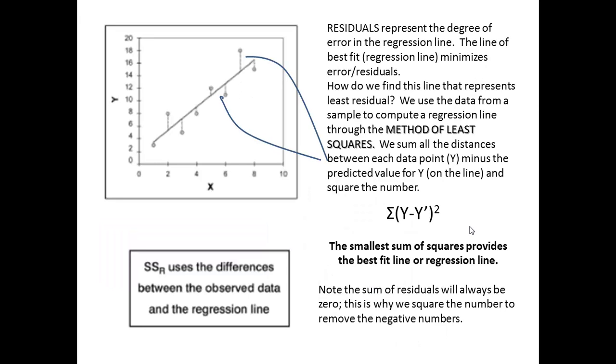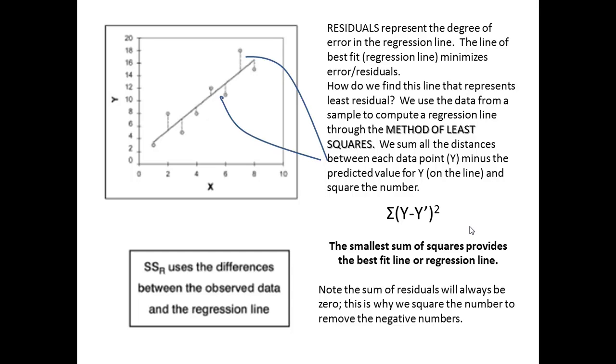Even though we find the very best line possible, there are going to be data points that do not touch that line. These are residuals. They represent the degree of error in a regression line or fit line. The line of best fit minimizes residuals or error as much as possible.